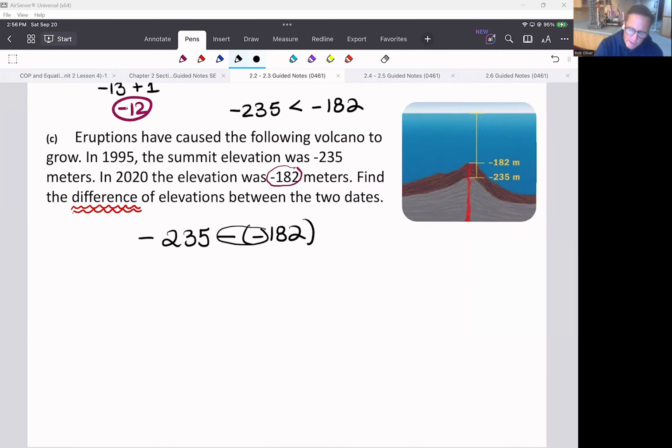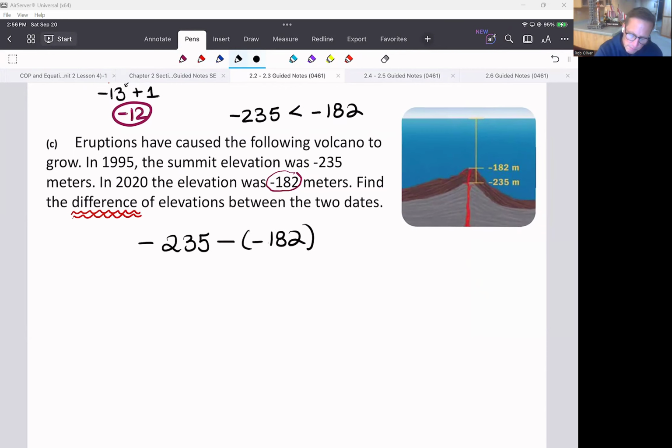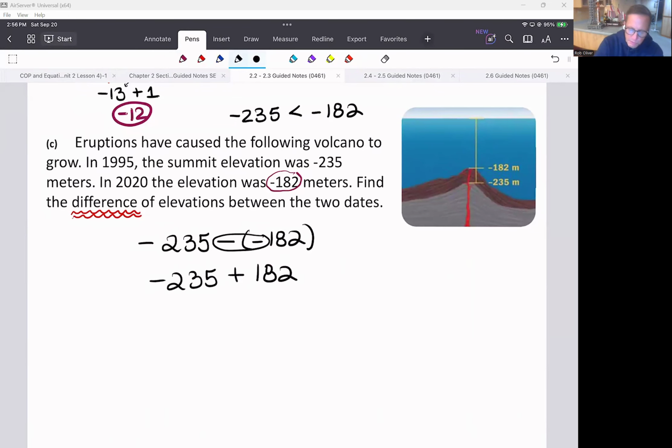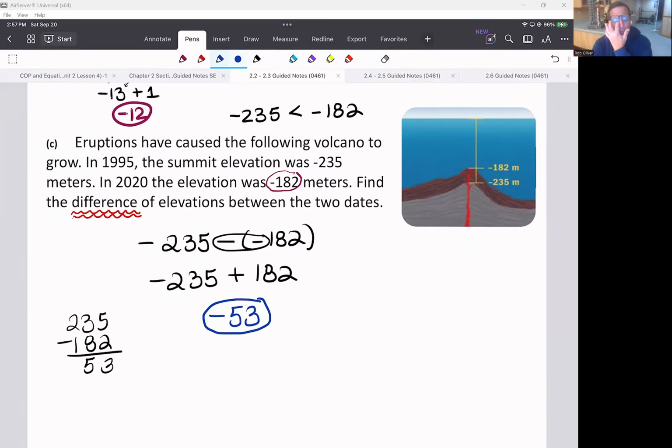Actually, it doesn't matter. All right, so these two negatives right here, they make a positive. So I'm going to rewrite it. So -235 plus 182. And then you're going to subtract those because they have different signs. So I'm going to do 235 minus 182. All right, and that's going to be what? That's going to be 53. All right, and that's going to be -53. All right, that does it.